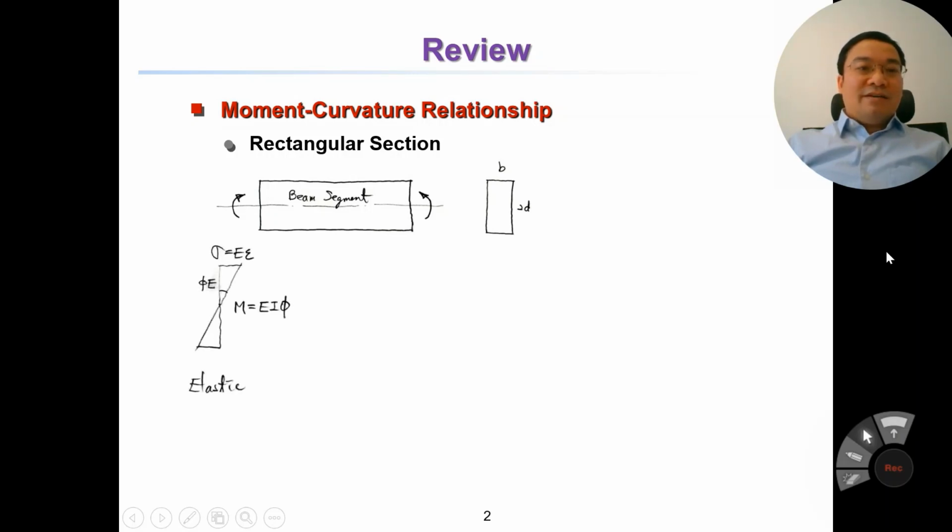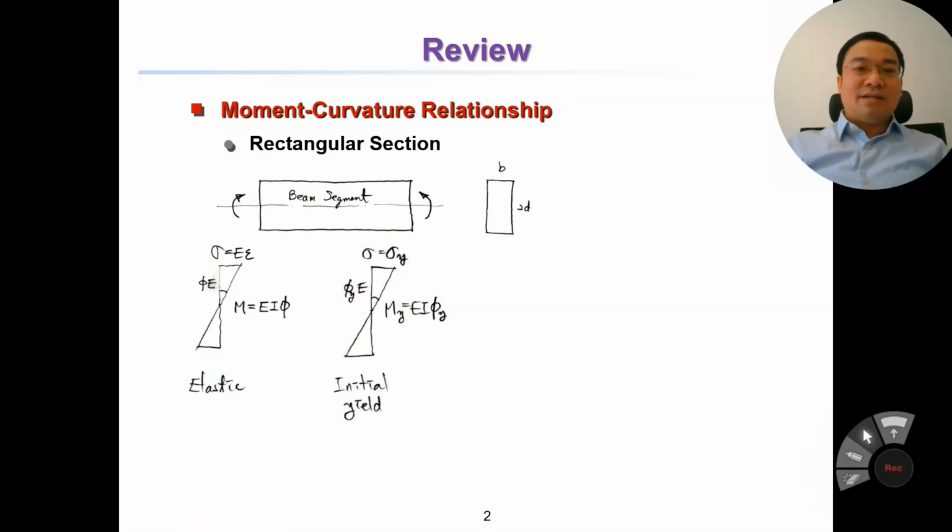You are very familiar with the elastic phase. In the elastic phase, we have sigma equal to E epsilon and moment equal to EI phi. For the elastic limit, we have sigma equal to sigma y and My equal to EI phi y. So this is the moment corresponding to the elastic limit.